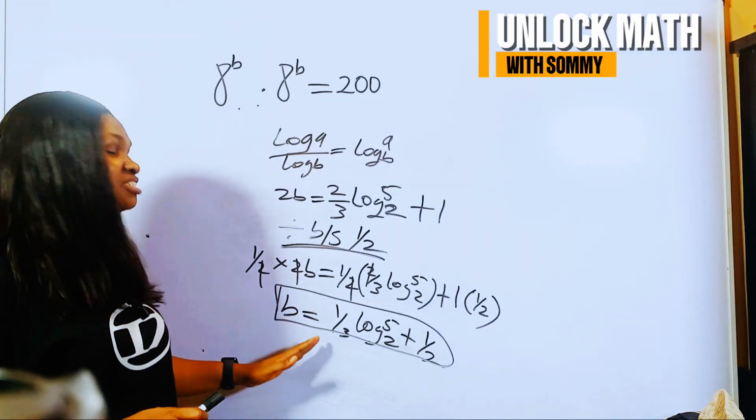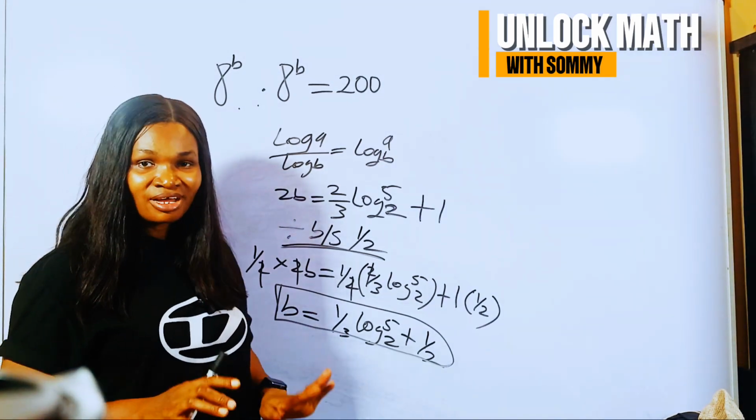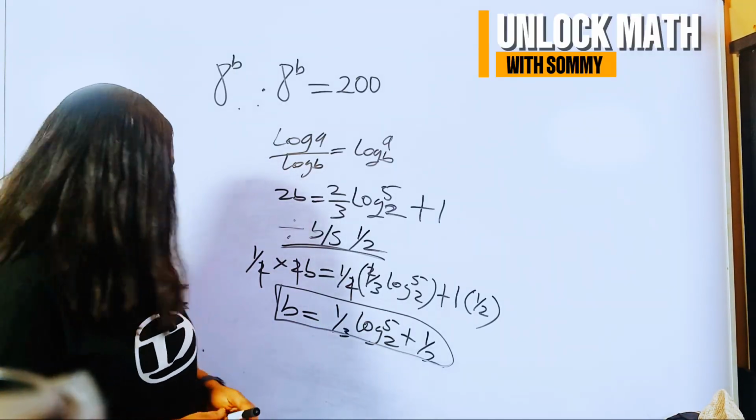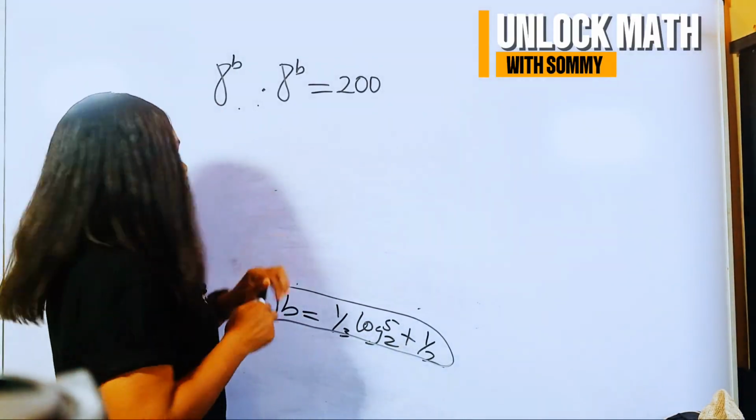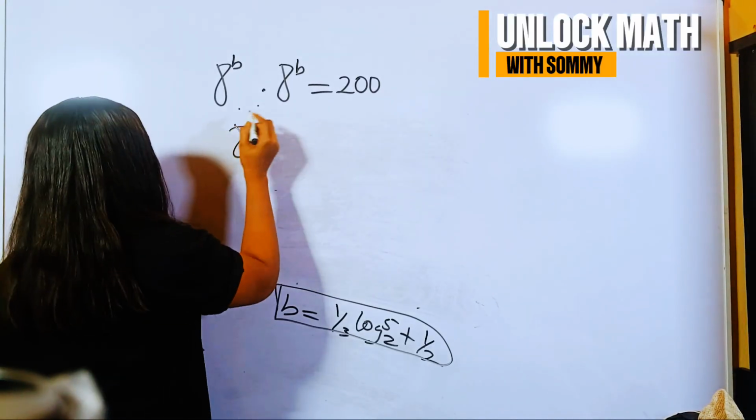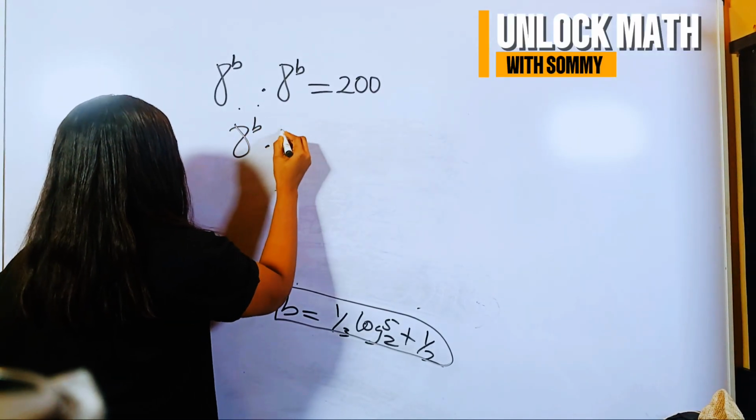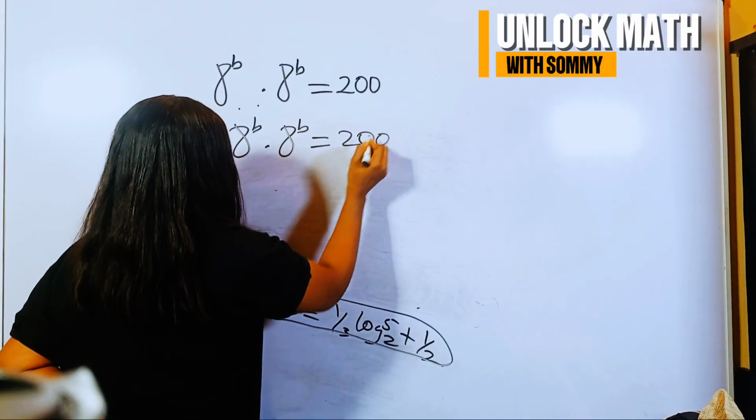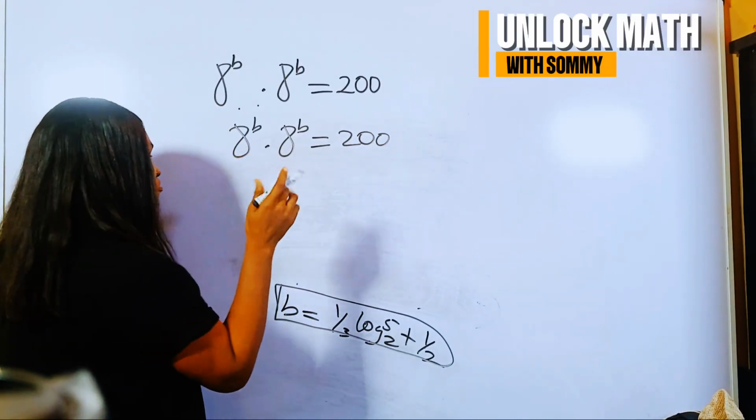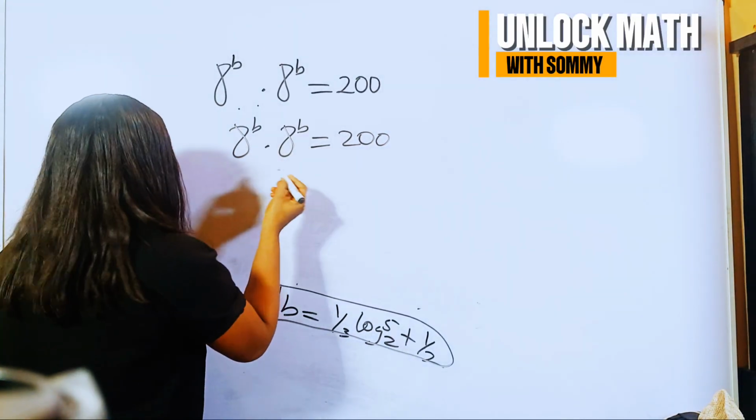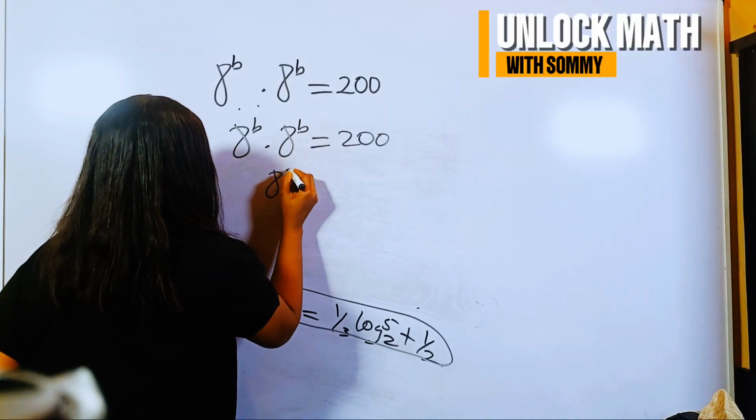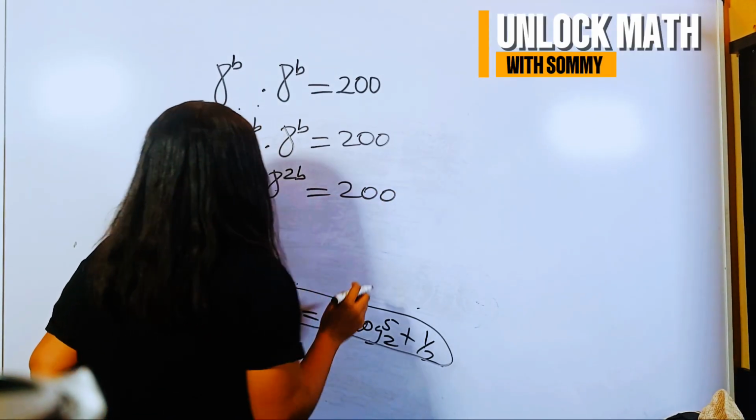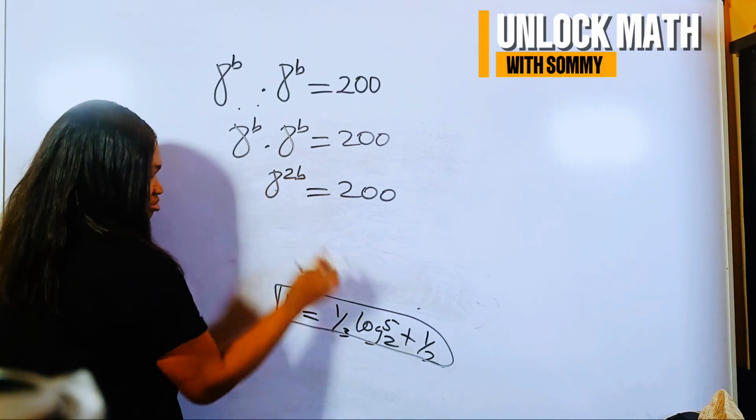So, we've gotten the value of our b. Now, let us prove that our answer is correct. We go back to our question, which says 8 raised to the power b multiplies 8 raised to the power b is equal to 200. And from our law of indices, we will be able to derive that 8 raised to the power 2b is equal to 200. And we've gotten the value of b.